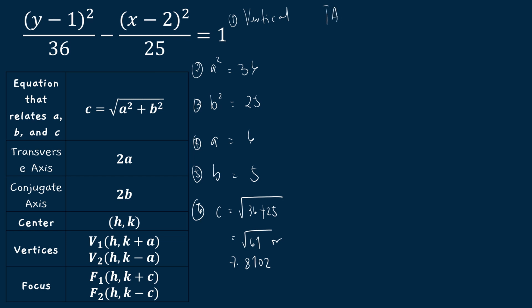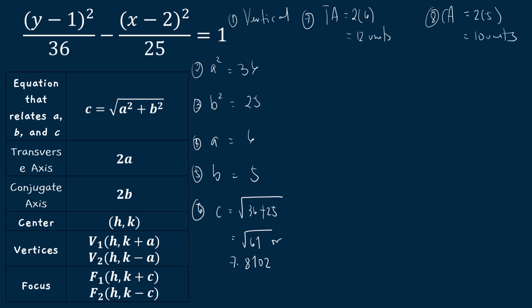Continuing on our properties, we can now find the length of our conjugate transverse axis first, and number 8 your conjugate axis. So that would be 2 times 6, 12 units, and CA, which is 2 times 5, that is 10 units.